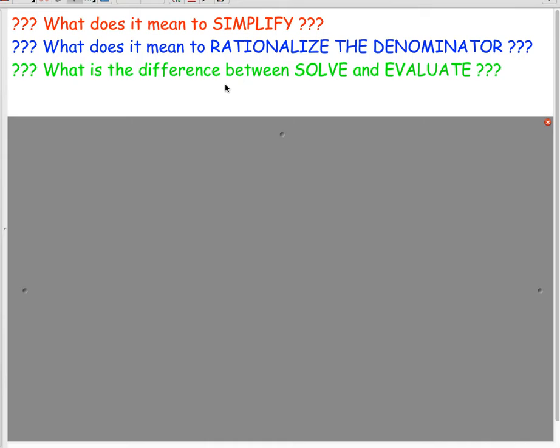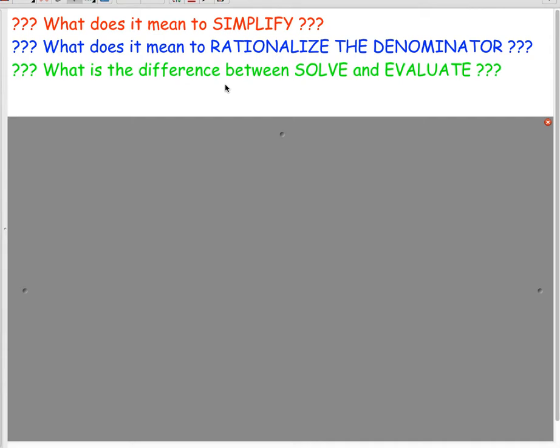All right, some things to get our brain going here. I've got 3 questions. What does it mean to simplify? What does it mean to rationalize the denominator? And what is the difference between solve and evaluate? I'm going to actually connect the first and the last questions. What does it mean to simplify? And what is the difference between solve and evaluate?